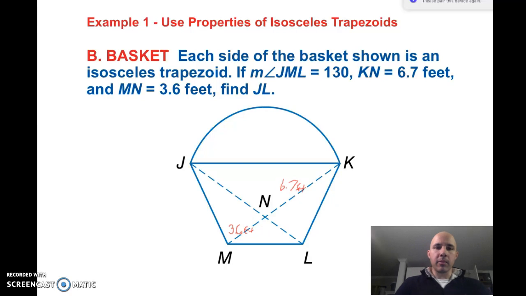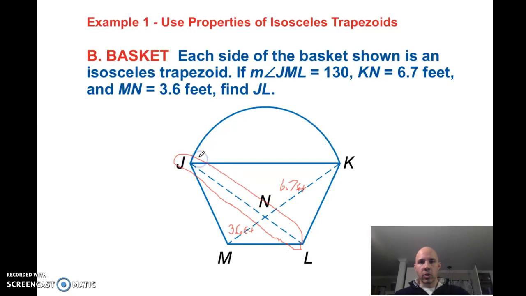This is example number 1, benchmark 28, letter B. We're going to label KN as 6.7 feet, and M to N is 3.6 feet. We want to find the distance for JL.